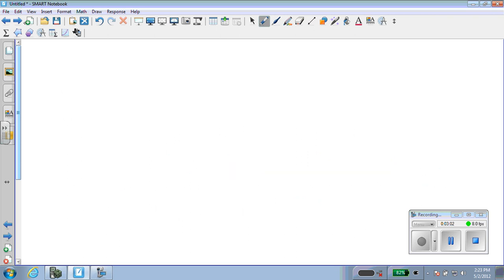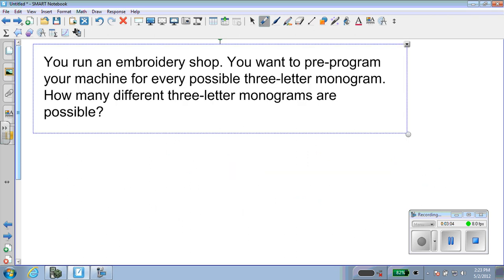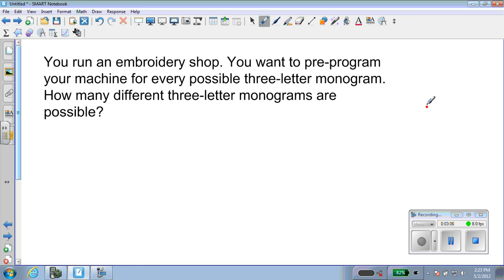Okay, let's try another one. You run an embroidery shop. You want to pre-program your machine for every possible 3-letter monogram. How many different 3-letter monograms are possible? So it's a 3-letter monogram. How many possibilities are there for the first letter in that monogram? Well, there are 26 letters in the English alphabet, so 26.